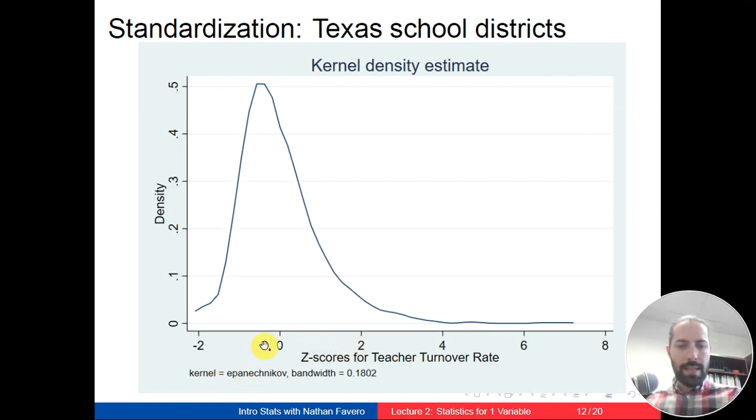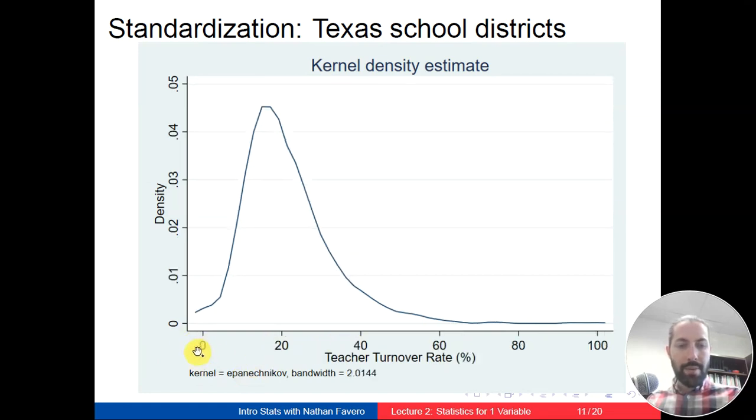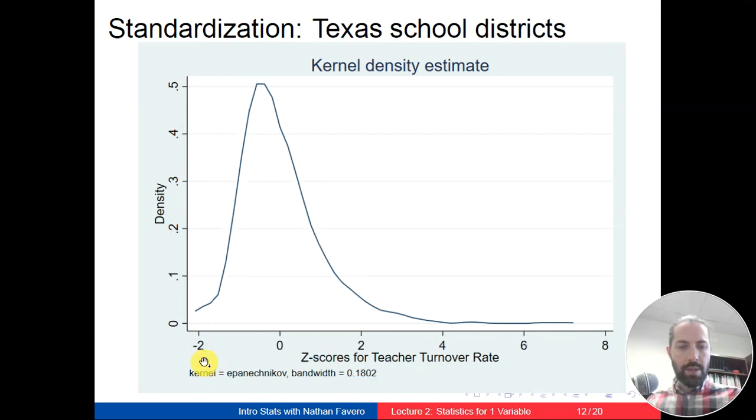We can see that a turnover rate of 0 previously, 0% turnover rate, now looks like it's taking on a value around -2. The -2 means that the turnover rate is 2 standard deviations below the mean turnover rate among Texas school districts. Similarly, a value of +2 means that a school district has a turnover rate 2 standard deviations above the mean. A 4 would indicate the district has a turnover rate of 4 standard deviations above the mean within the state.